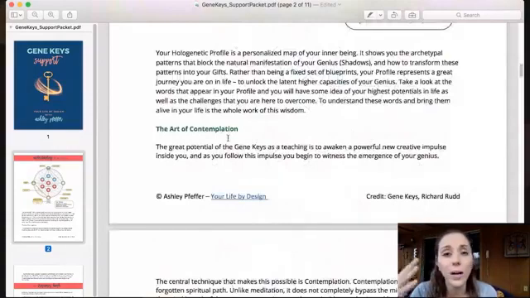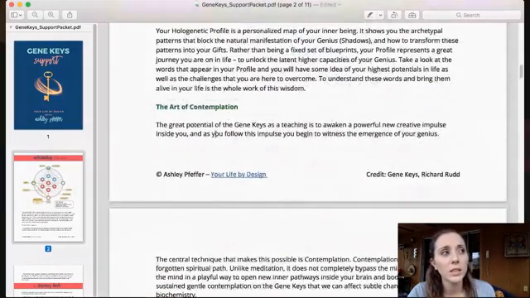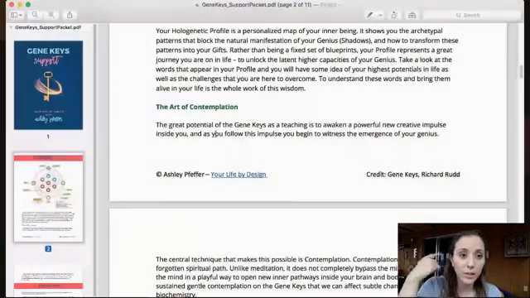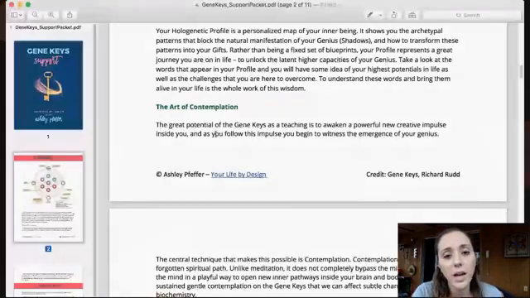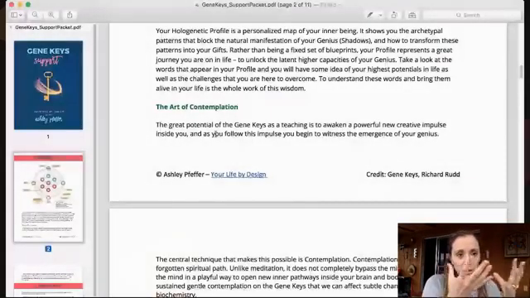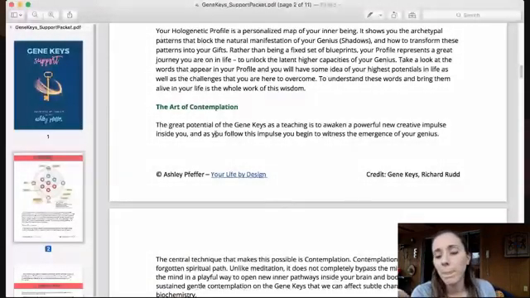Contemplation is a very important aspect of the Gene Keys because it's not about concentrating or racking your brain, being like, why, I need to find the answer. It's not about that. Contemplation is more that you are taking in the information, letting it marinate and permeate within you, going about your day, and then having little epiphanies throughout the day. It's like between meditation and concentration.